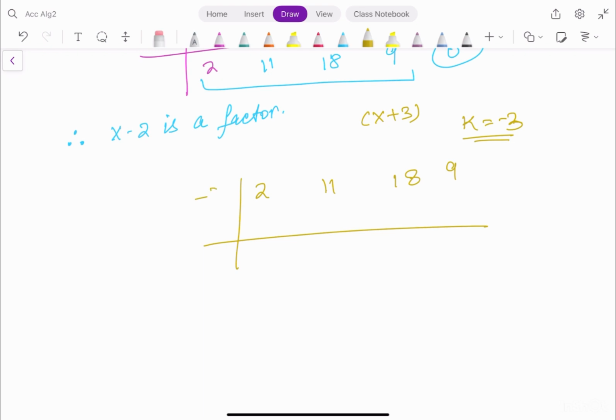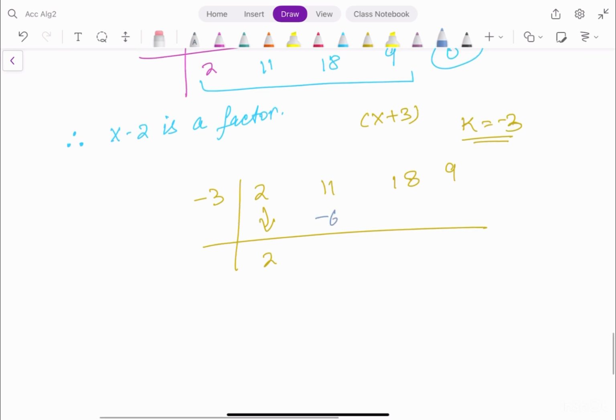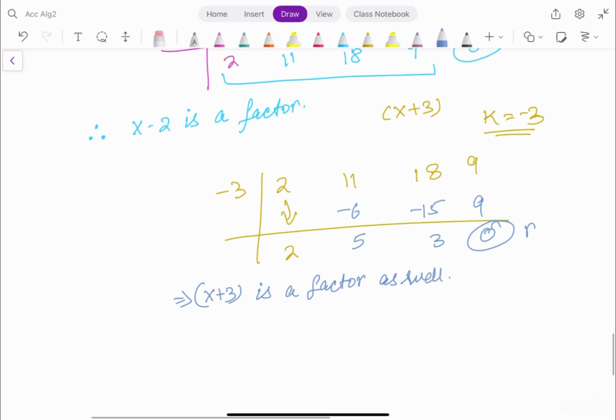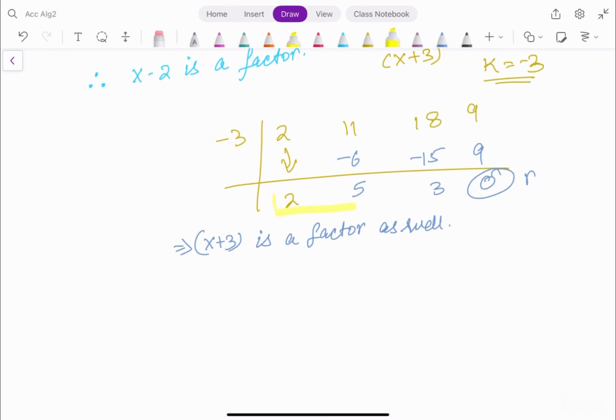So in the L format again, remember diagonal multiplication, vertical addition. And if diagonal multiplication and vertical addition gives you 0 for the last term, that implies it is a factor. Here you go, we got 0 again. So that means this is also a factor. Now what is left? We are left with 2, 5, and 3. But remember, we did the synthetic division twice and we started with the highest power of 4. So after two synthetic divisions, what will be the highest power left? It will be x squared.